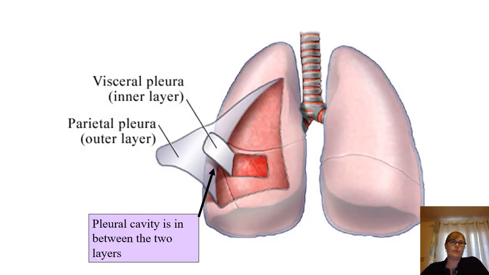This is the slide I was referring to. So the visceral pleura is your inner lining. Parietal pleura is the outer layer, both made of serous membrane, which is epithelial tissue. Both are going to secrete serous fluid.